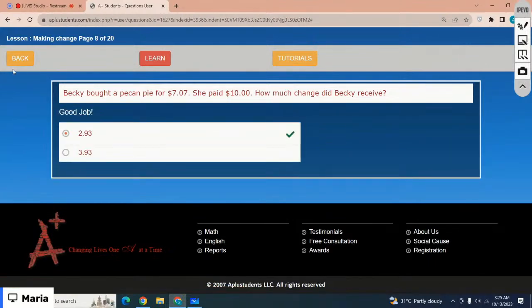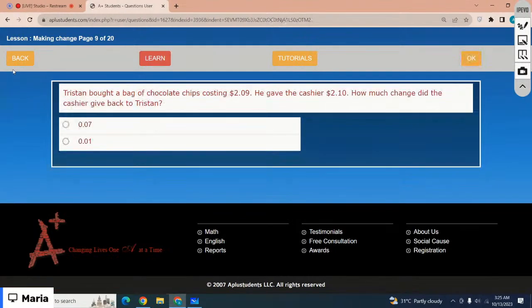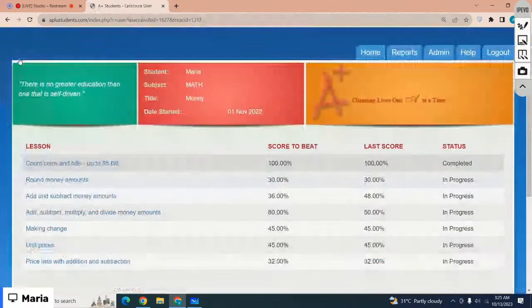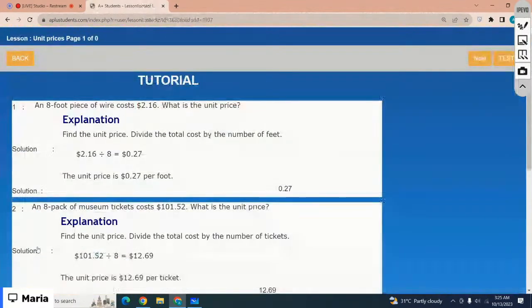Okay, you can complete the lesson by yourself later today. Let's just move on to the next lesson. And the next lesson is unit prices. Unit prices means the price of one unit, one thing, right? Whenever you have to calculate the price of one thing, what you have to do, we've already done in the unit prices lesson. So what do you know about unit prices?